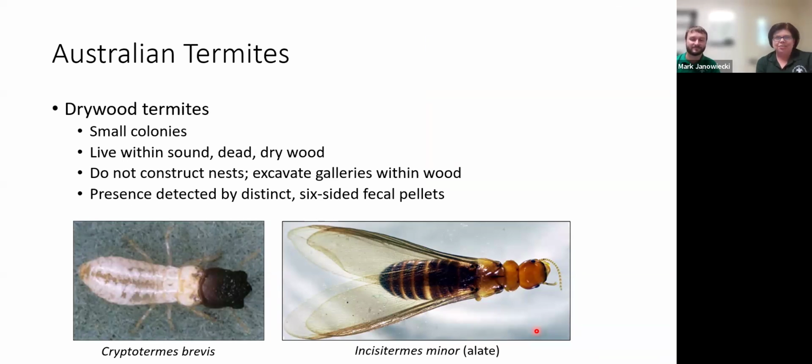So drywood termites in Australia, again, form small colonies because they live within sound dry wood. They're not going to construct nests or live underground. They will have galleries within the wood, and once they are packing their galleries with their fecal pellets, which we'll talk about more later, they will push those out of their gallery systems, and that's when they're detected, through those very distinct six-sided fecal pellets.